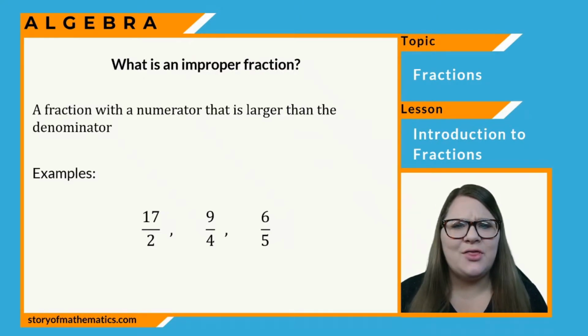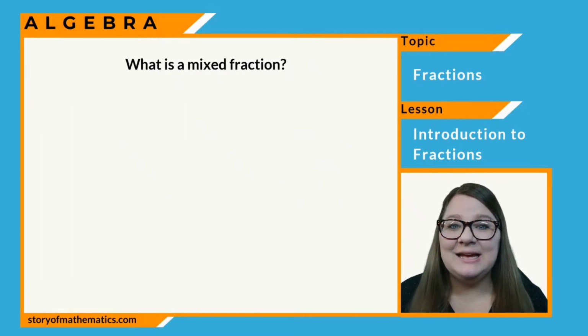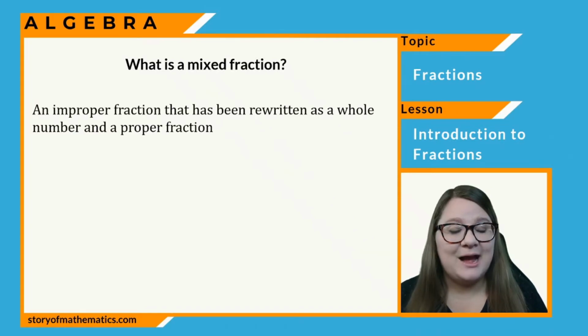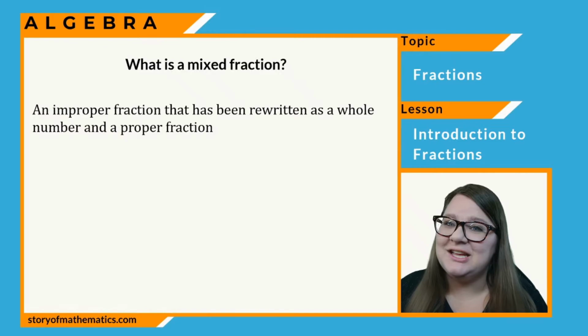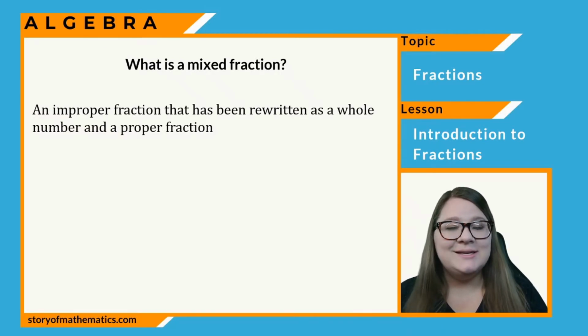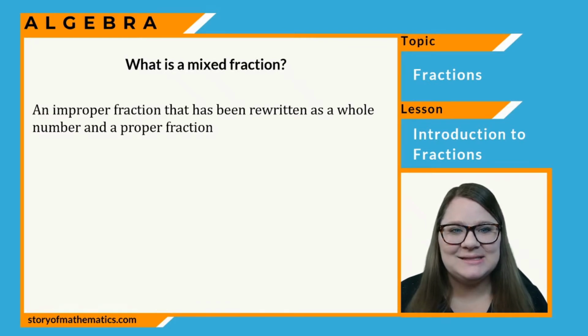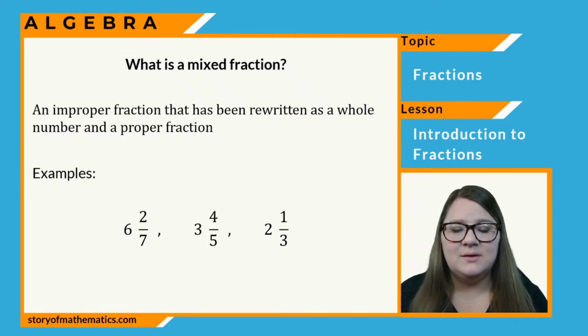So what is the third type of fraction? Well, that would be called a mixed fraction. And this is where you take an improper fraction and rewrite it as a whole number and a proper fraction. So that's why it's called mixed, because we're doing a whole number and a fraction together to rewrite these. So some examples of this might be 6 and 2/7, 3 and 4/5, or 2 and 1/3.